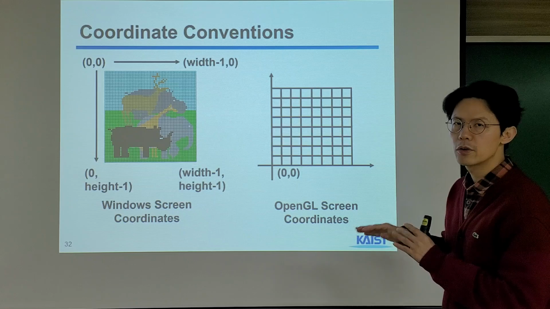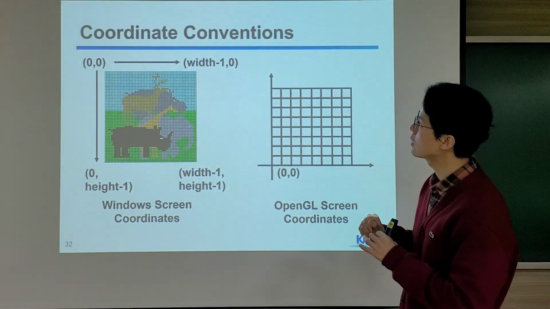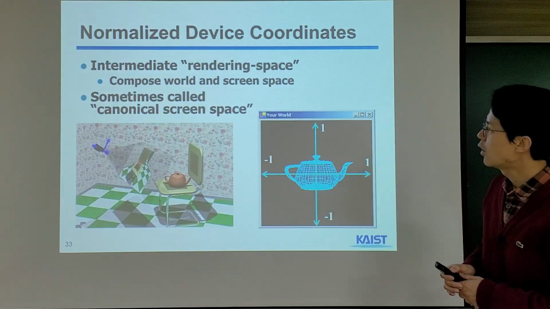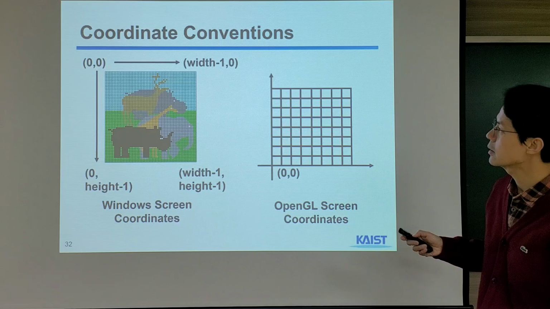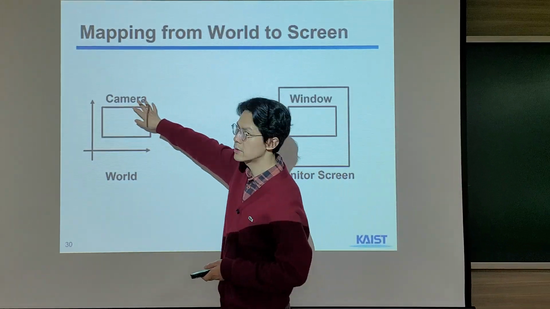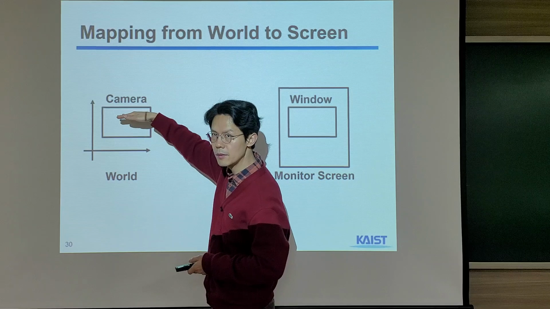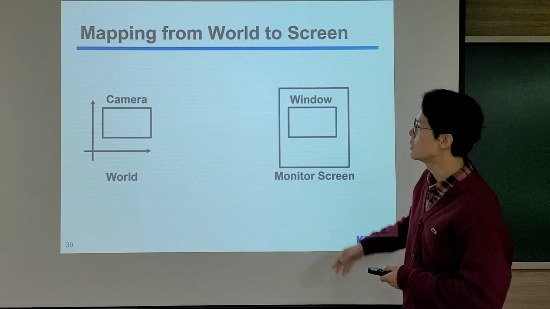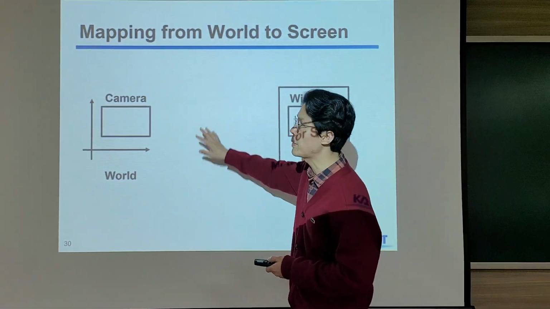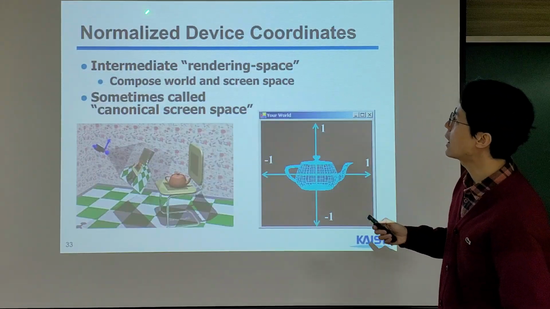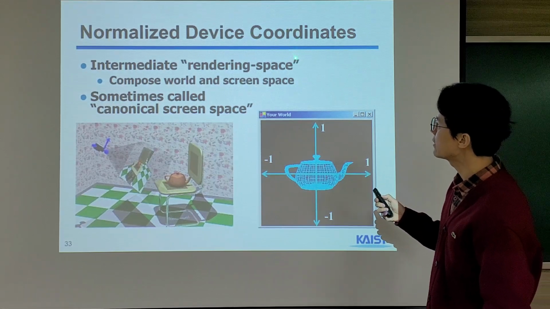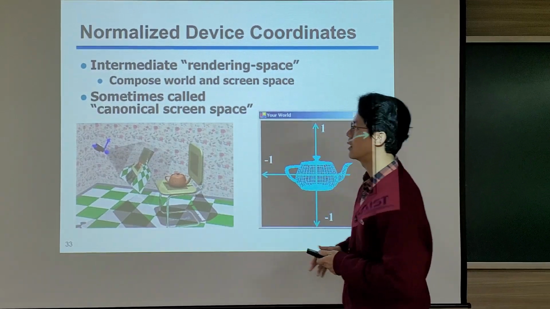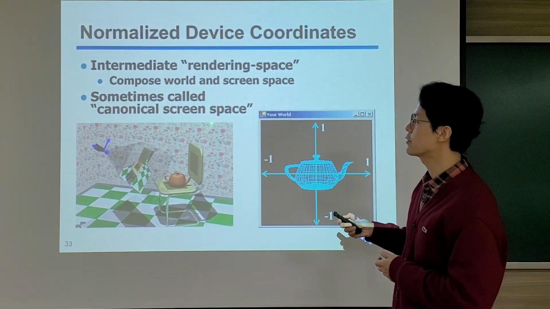So before you actually access this kind of low-level coordinate, you should know this convention. Also, typically when you map some portion of the world that is visible from the camera to the screen space within the window, we introduce another intermediate space, which is the normalized device coordinate (NDC). You can treat this as an intermediate rendering space. Sometimes we also call this canonical screen space.